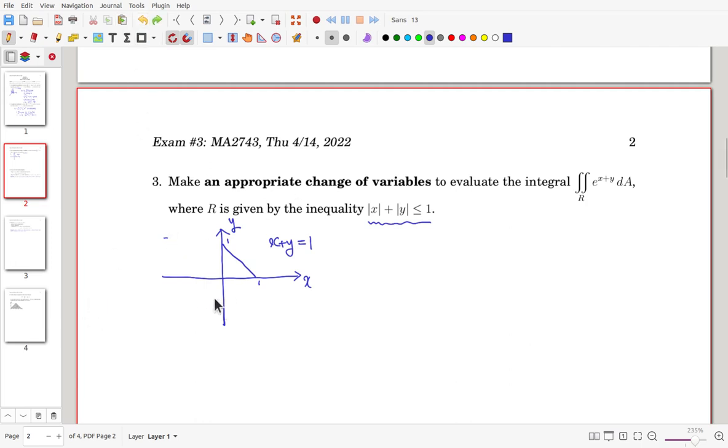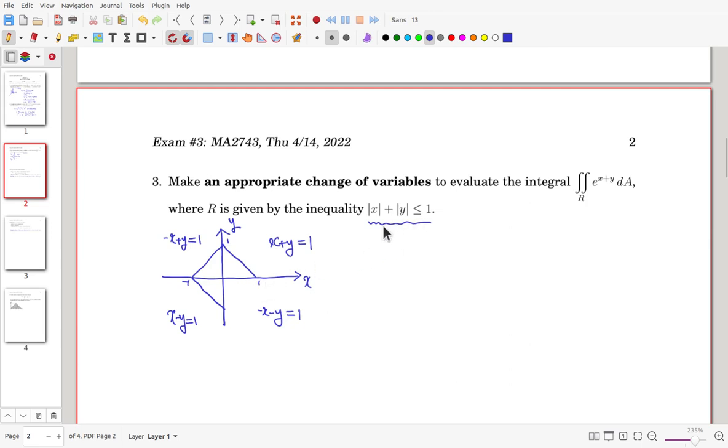X is negative, so there is minus x plus y equals 1, which is now x is minus 1, y is 1. So that one. The same way, the third one must be x minus y equals 1. So that one. And in the last quadrant, that must be minus x minus y equals 1.